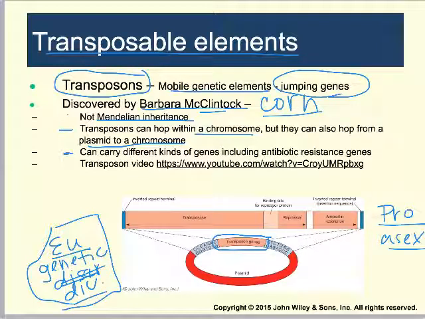Now, why we care about transposons is that they can carry antibiotic resistance genes. So I have a link to a transposon video which shows how that information actually moves around. So watch that. You don't have to memorize all the steps, but I want you to get the gist of it, the overall concept of how it works.